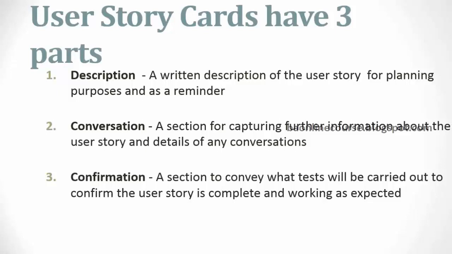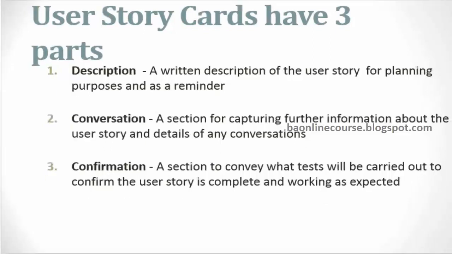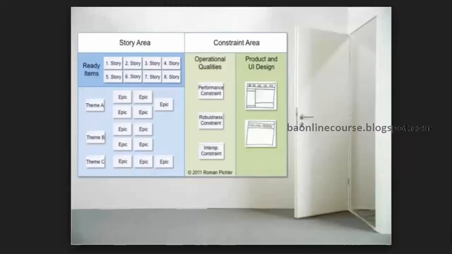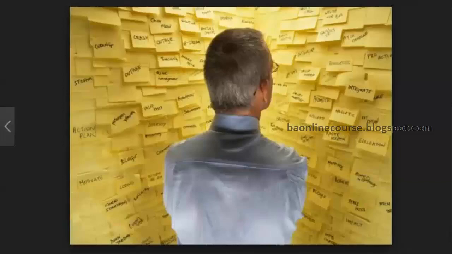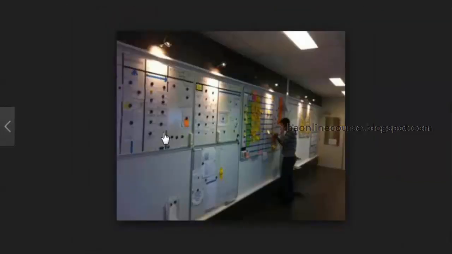Then you have a confirmation. So confirmation is nothing but how do you validate that whatever functionality you have specified in your description is delivered, right? So that's covered as confirmation. So these 3 parts are covered in a typical user story. Okay, so you have a user story that's captured using this post-it note, right?